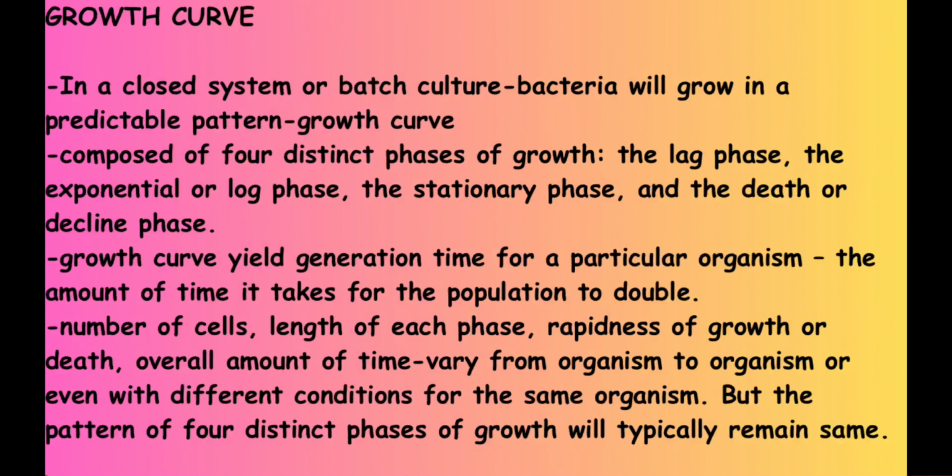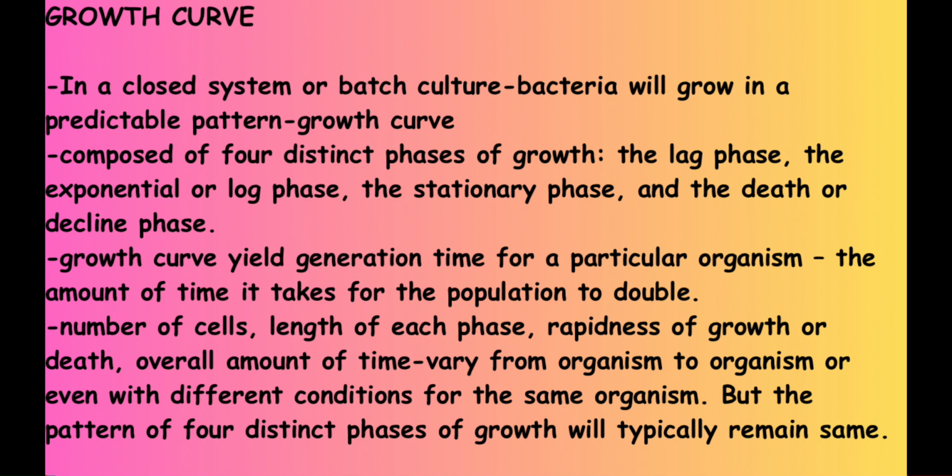coli bacteria. Growth curve. In a closed system or batch culture, no food is added, that is, media is not added, and waste is also not removed. In this closed system or batch culture, the bacteria will grow in a predictable pattern and that will result in a growth curve. This growth curve is composed of four distinct phases of growth. It includes the lag phase, then the log phase, which is also called the exponential phase, then the stationary phase, and the death phase, which is also called the decline phase.